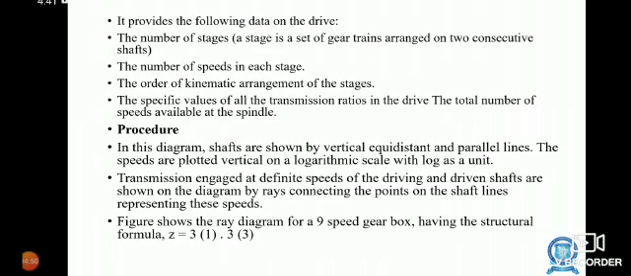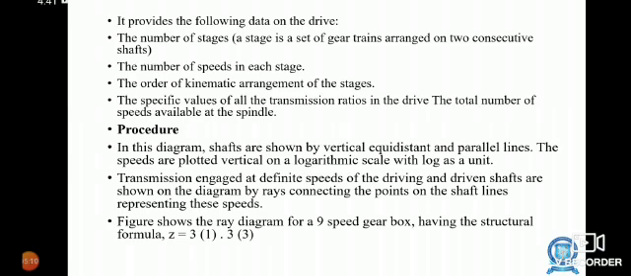It provides the following data on the drive. The number of stages. A stage is a set of gear trains arranged in 2 consecutive shafts. The number of speeds in each stage. The order of kinematic arrangements of stages, the specific value of all the transmission ratios in the drive, the total number of speeds available at the spindle.